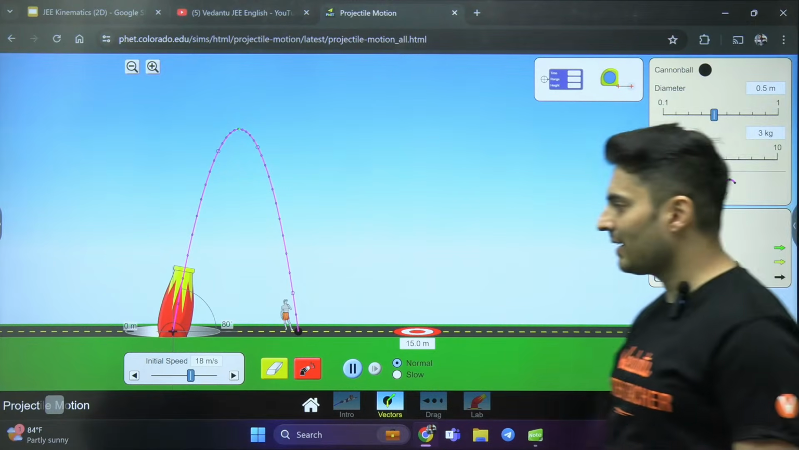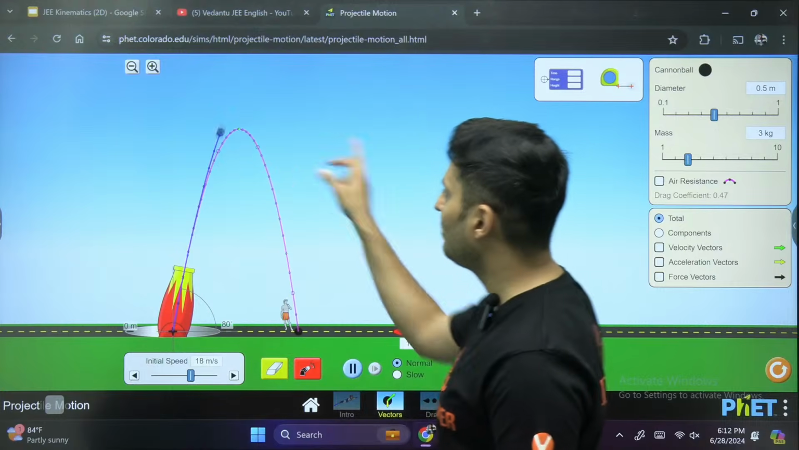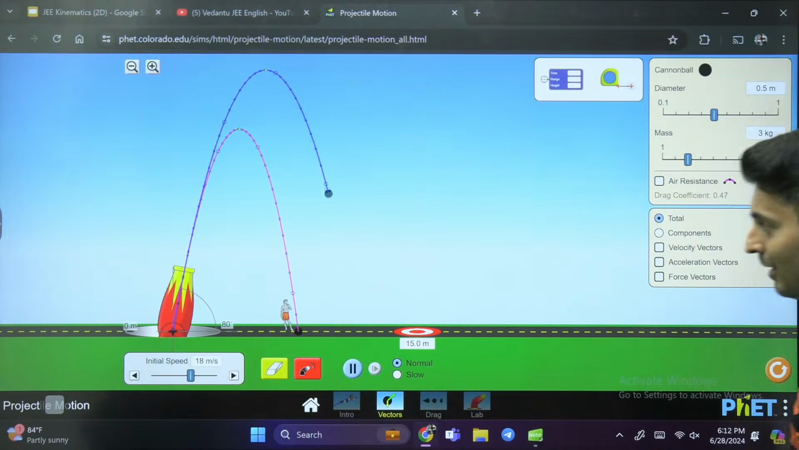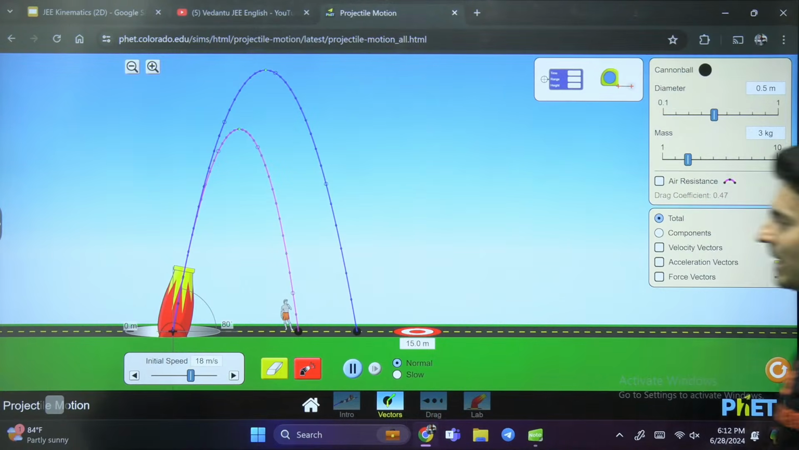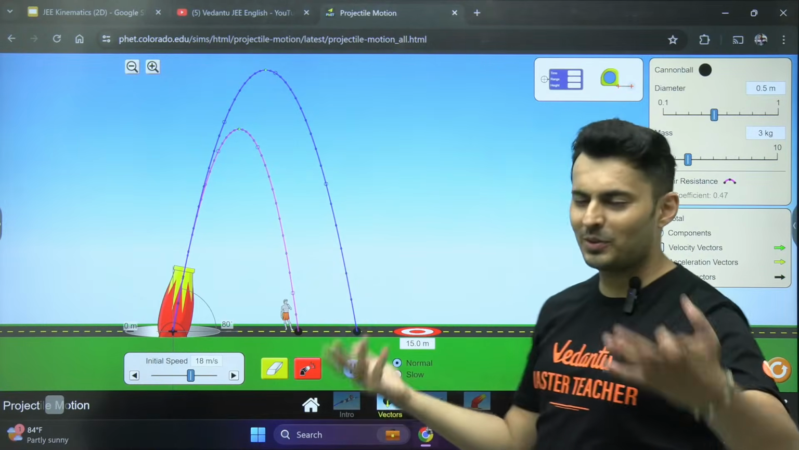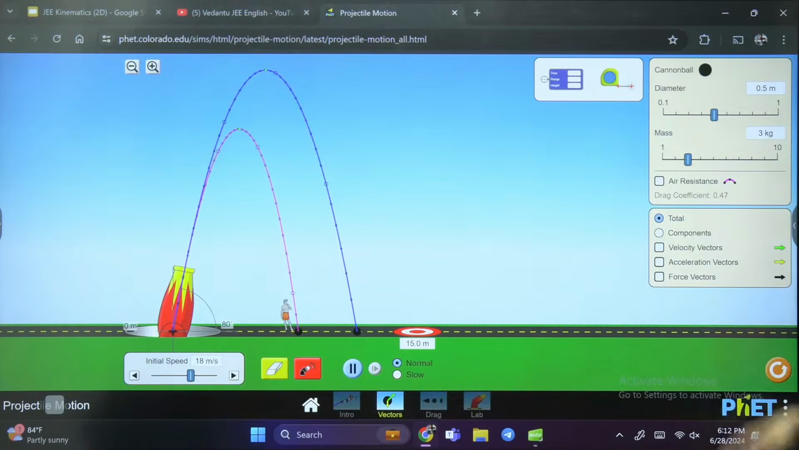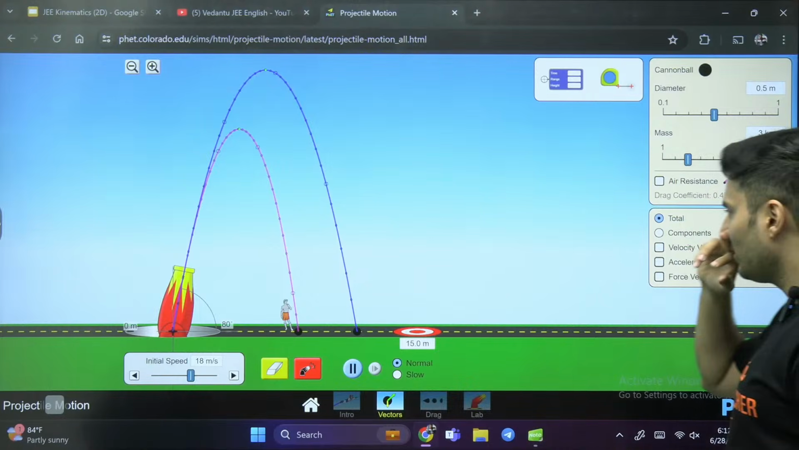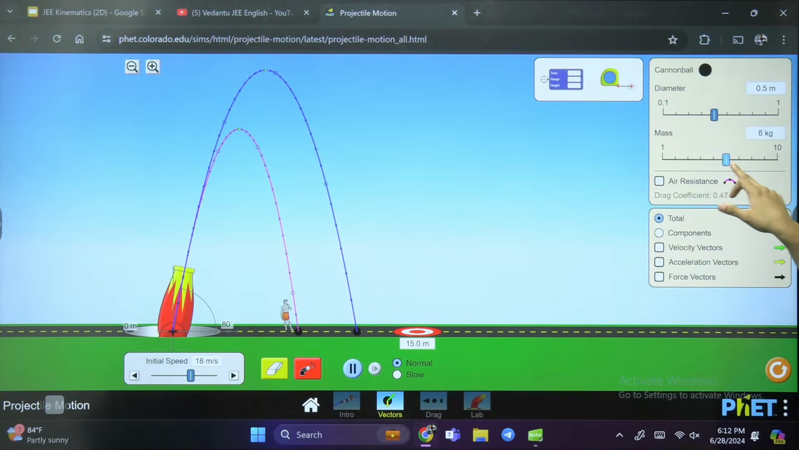If I remove the air resistance part, I think it will go a little bit far away. And it has gone even higher, even for a longer time. So air resistance does make a difference. And we often neglect that air resistance, which is okay. We take it for granted. No issues. All right. Now coming to the point, if I change the mass, what do you think will happen?